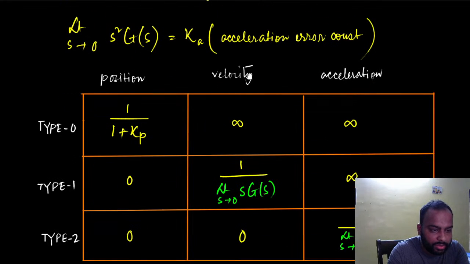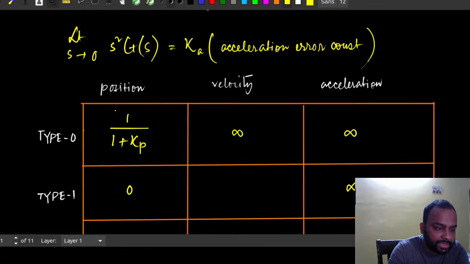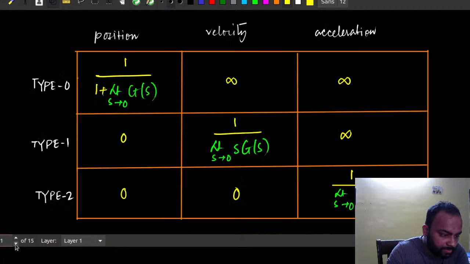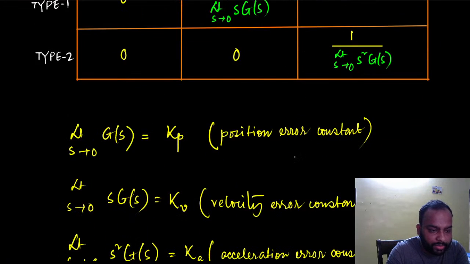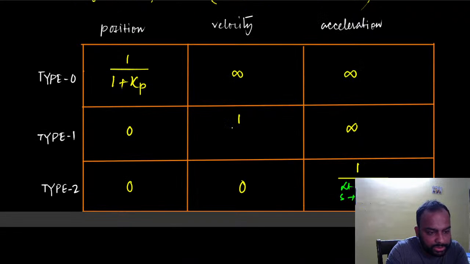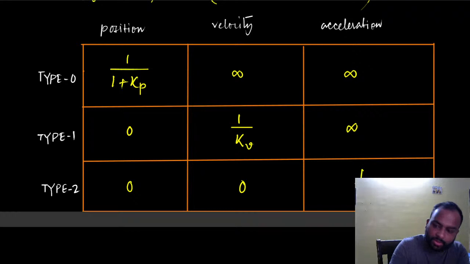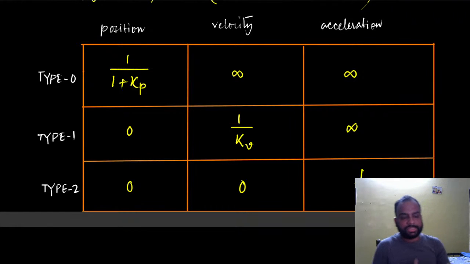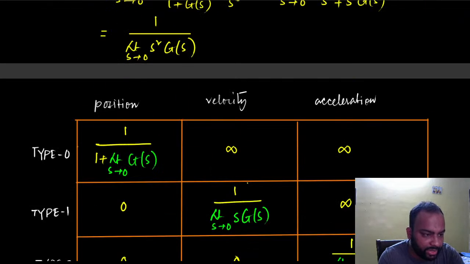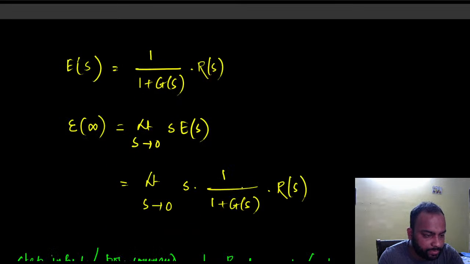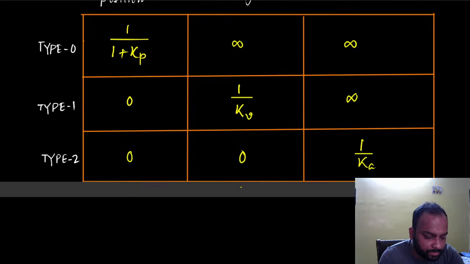Okay, again I need additional pages. This is 1 by kv, this is 1 by ka. All right, so this is how we define steady state errors. Again, these are all values of e infinity.